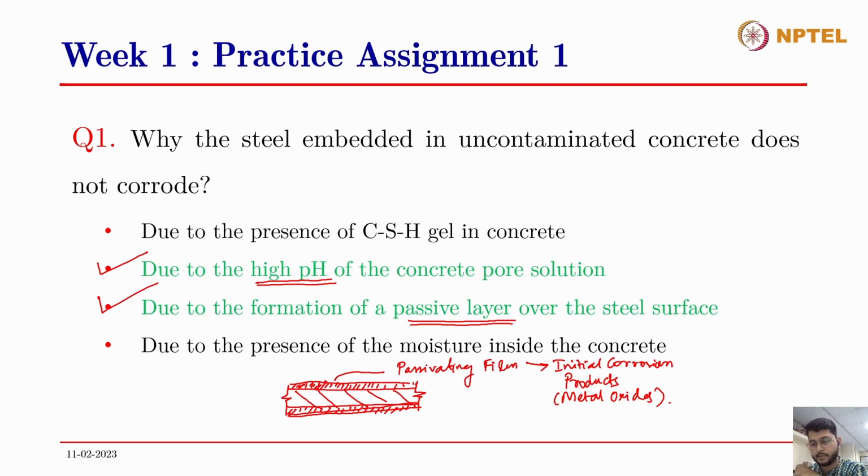For example, we had seen this same case with chlorides, and it also happens in carbonation-induced corrosion. If the pH decreases, the passivating film becomes unstable. So this passivating film gets broken, and due to that, corrosion might happen. So a high pH of concrete pore solution is good to restrict the corrosion of steel, and the formation of a passive layer also protects the steel from getting corroded. All right.